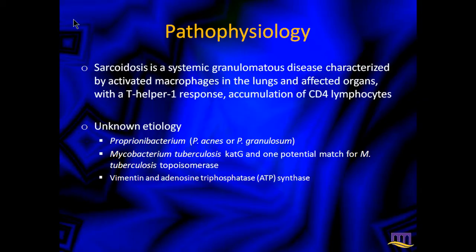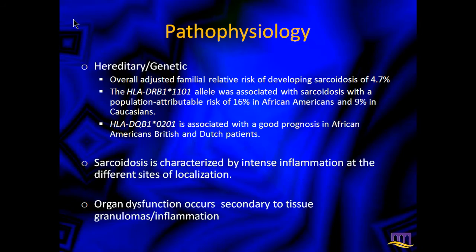Also, many of your patients will ask you if this is genetic or hereditary once you tell them that they might have this disease. It's not as rare to see families that have this disease or relatives. The overall adjusted familial relative risk is 4.7, and studies have seen that the HLA-DRB1 1101 allele was associated with sarcoidosis, and the risk is different if you're African American than if you're Caucasian, being almost double if you're African American.